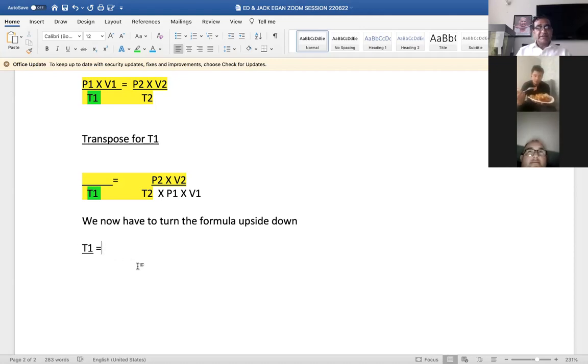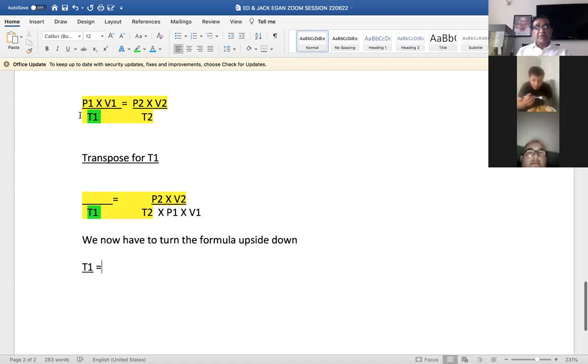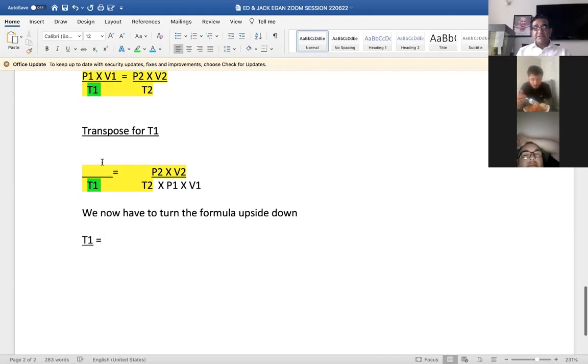No worries. Okay, so just to summarise, when we want to look at T1, we have to get rid of P1 and V1 now because they're at the top of the line. They'll come to the bottom, underneath. So that leaves T1 will equal P2 over V2 divided by T2 times P1 times V1. Now we turn it upside down, so we get T1 on top. That means we turn this upside down as well.